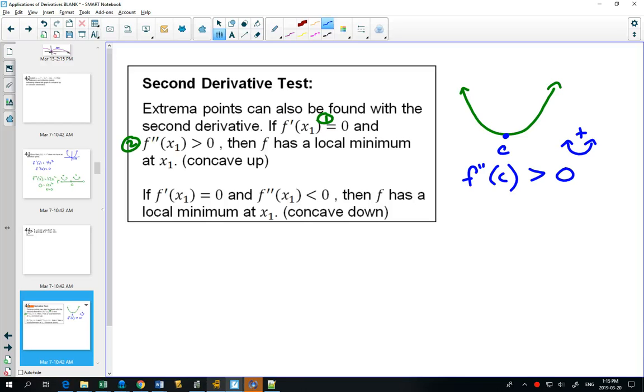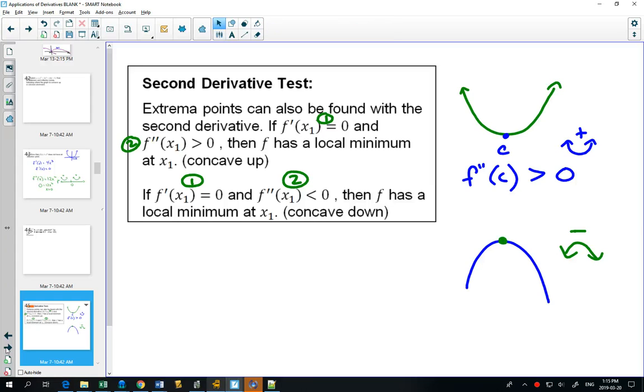If it's equal to 0, and it's concave down, then it has to be a maximum. So if the first derivative is equal to 0 and the second derivative is negative, then the only possibility is that it's a local maximum. And this is called the second derivative test.